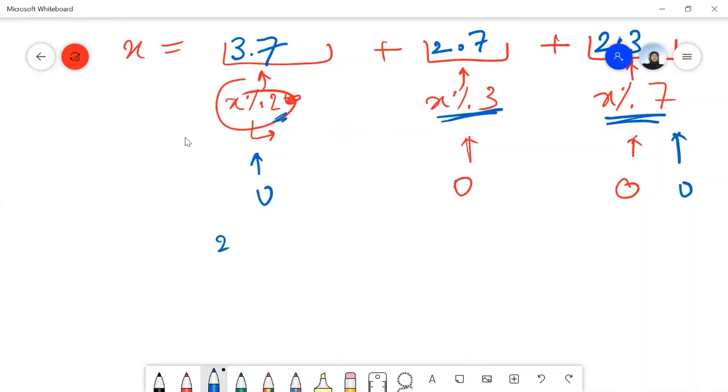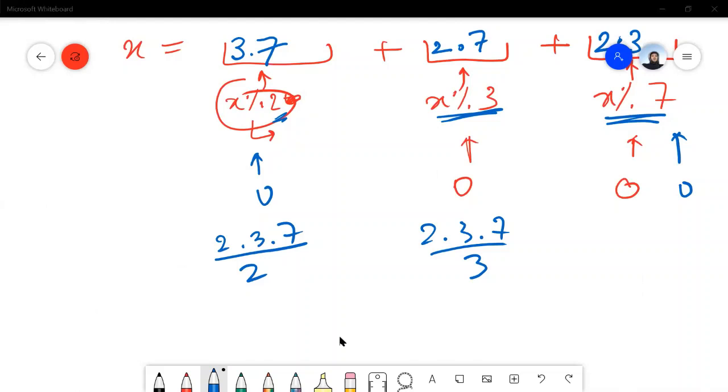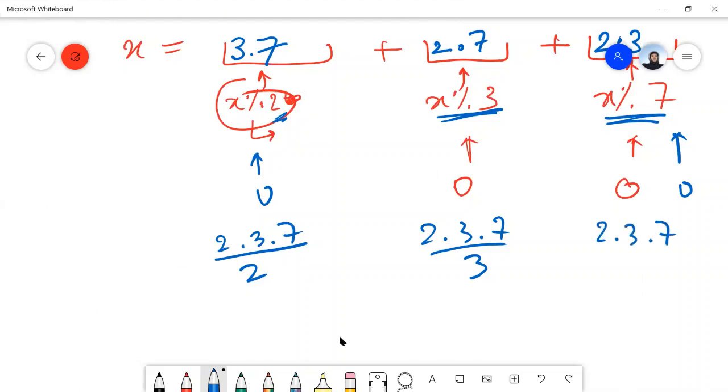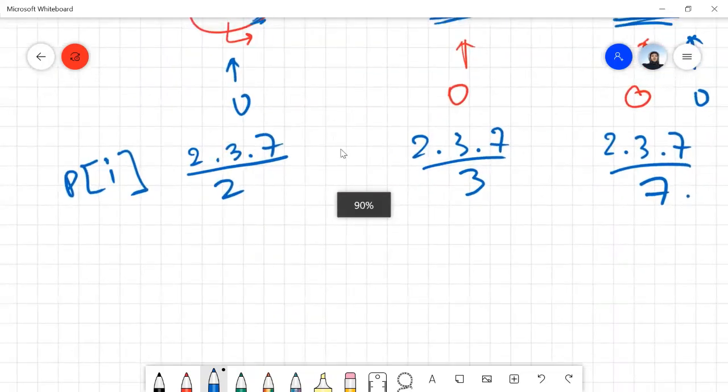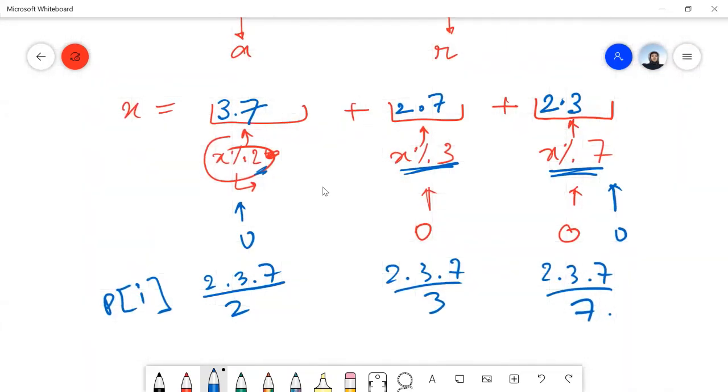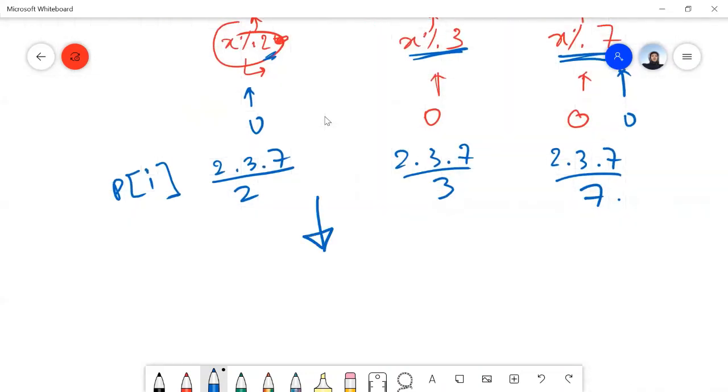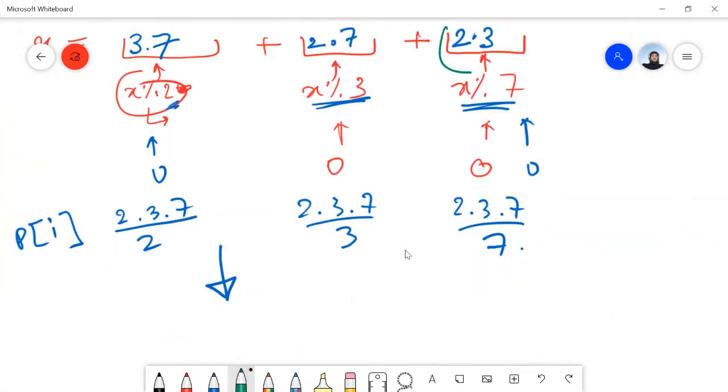So in short, for the bucket of 2, we'll multiply all the numbers 2, 3, 7 and divide by 2. Then 2, 3, 7 and divide by 3. Then 2, 3, 7 and divide by 7. So this is what we are saying, right? We'll call it the product array, product of i. And for finding x, we just need to add those. But that's not the case. Now what we'll do is, say, I'm considering this bucket.